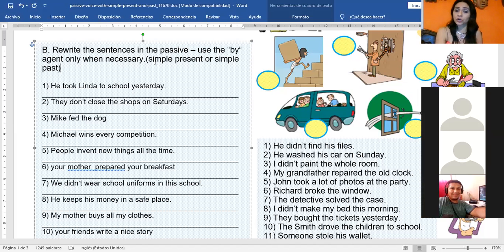Can you take a picture or a screenshot of only letter B right now? Done. Excellent. Okay, so let's go back to your groups. I'm going to stop sharing my screen right now. We go back to the rooms and we work on this new exercise that I just assigned to you. Remember to check the tense, and after that you work on your passive voice, okay?